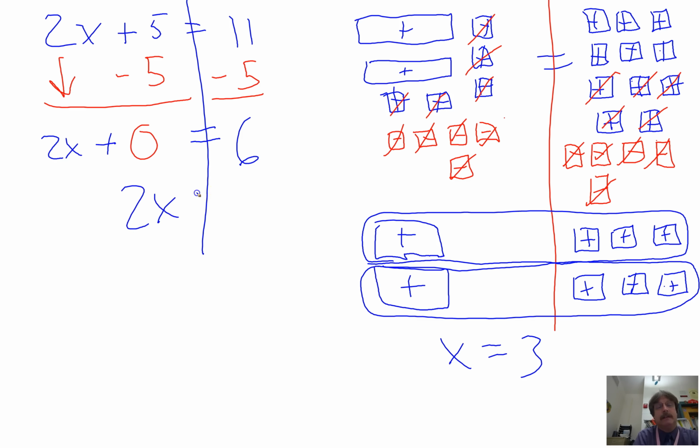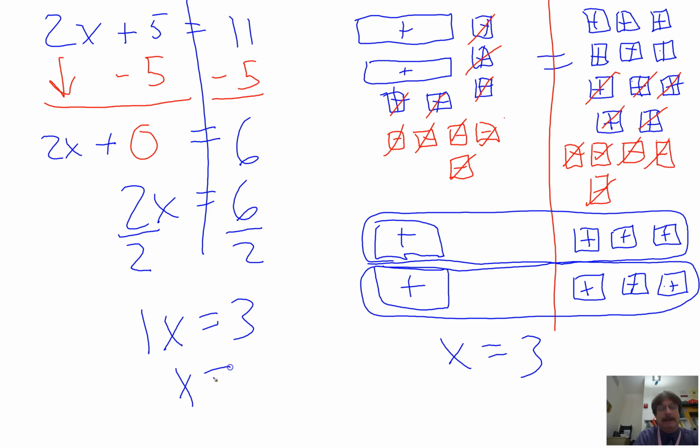So 2x equals 6. And now I look for the grouping part. So this is multiplication. So the opposite of multiplication is division. So I divide out by 2, keeping balance. So 2 divided by 2 is 1. So I have 1x equals 6 divided by 2 is 3. So 1x is equal to 3.